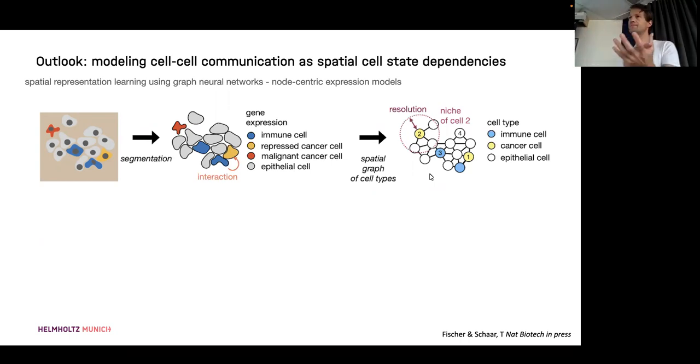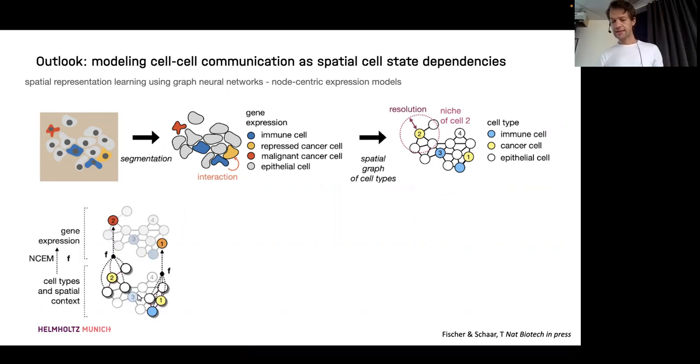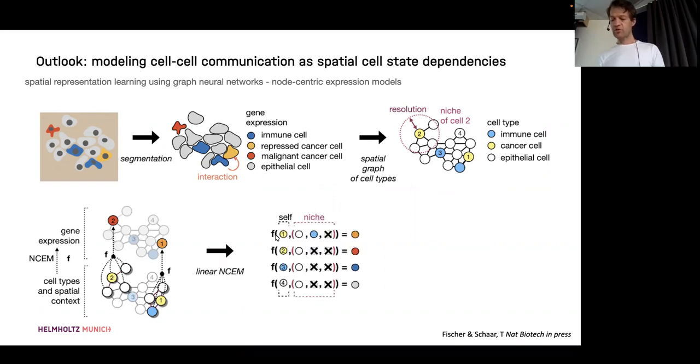Now you can ask, are those two cells talking to each other? How would you ask that? Well, you can ask if the profile of this one cell has something to do with the neighboring profile, right? But because they are already in contact, much of this variation will first be driven by cell type variation. So what we actually ask, and this is what we call node-centric expression models, is, let me show you this formulation, that we want to predict the state of the expression of a cell as a function of its own state, as well as potentially a bunch of cells in the neighborhood. So this is essentially a model for a niche, okay?